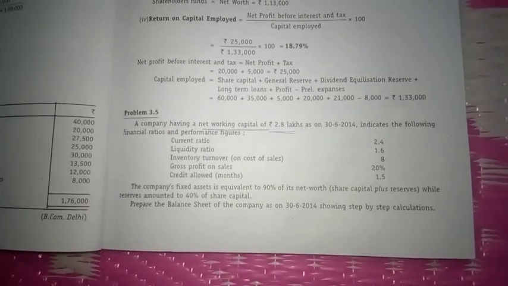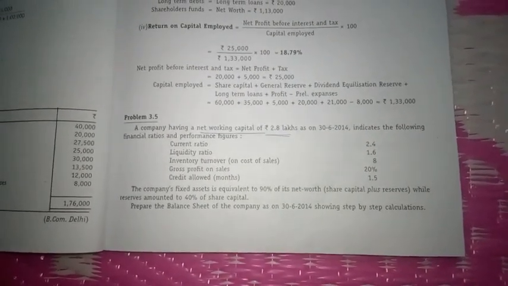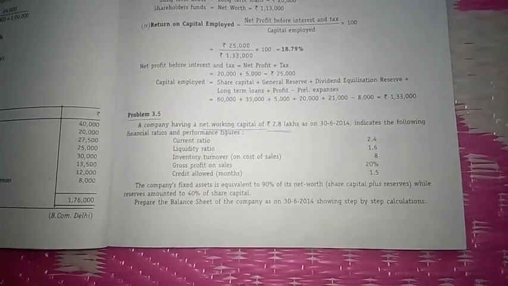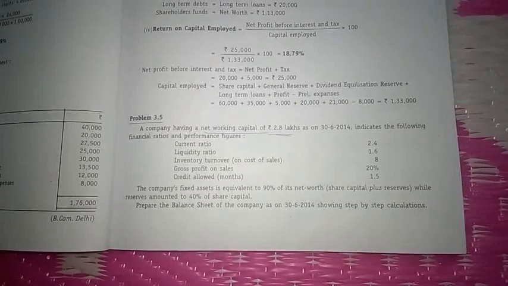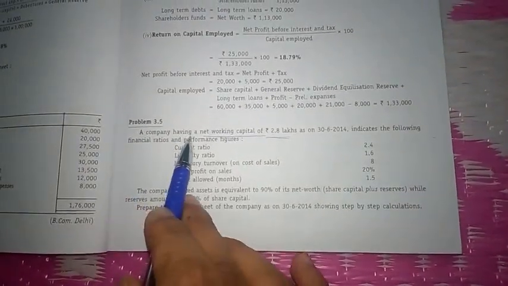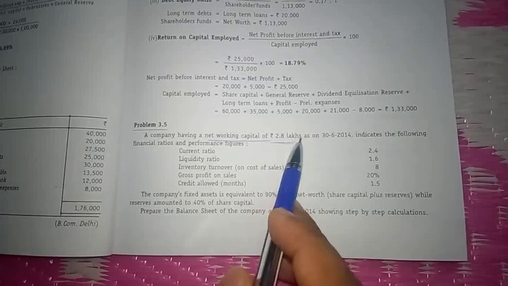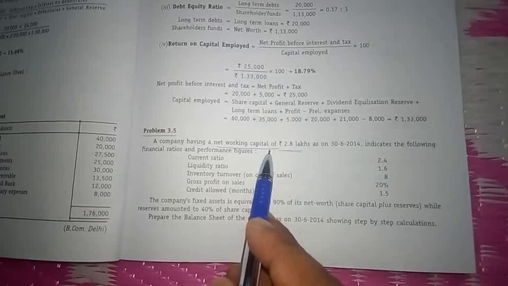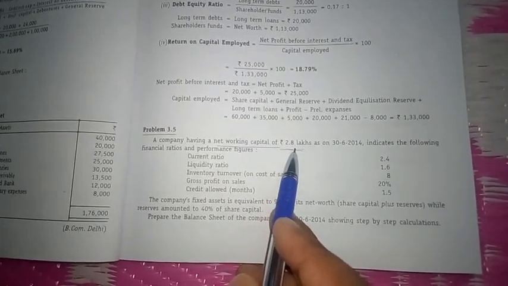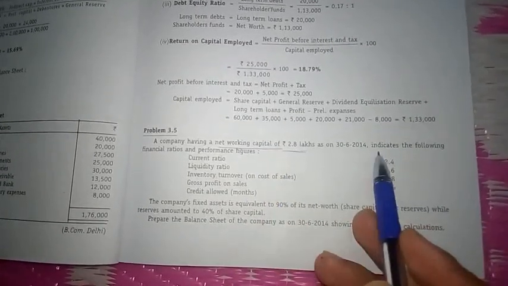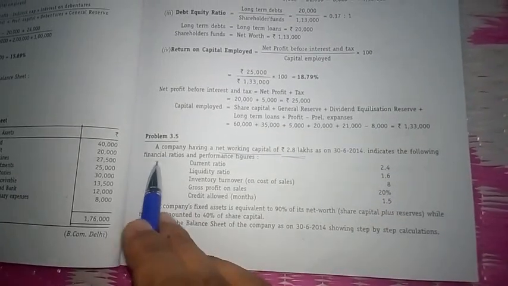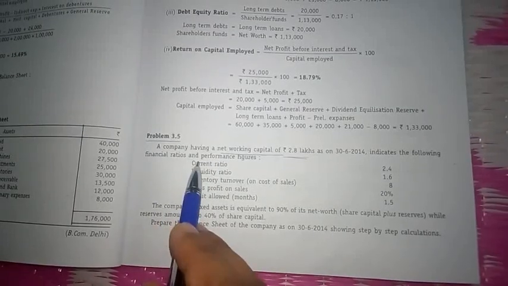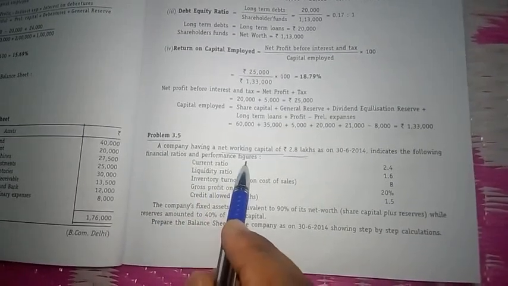Hello students, in this video let us learn how to prepare the balance sheet of a company by calculating various ratios. So here we have a problem: a company having a net working capital of rupees 2.8 lakhs as on 30th 6 2014. They have given net working capital, that is 2.8 lakhs, which means 2,80,000, and indicates the following financial ratios and performance figures. They have given some of the ratios and some of the performance figures of the company.